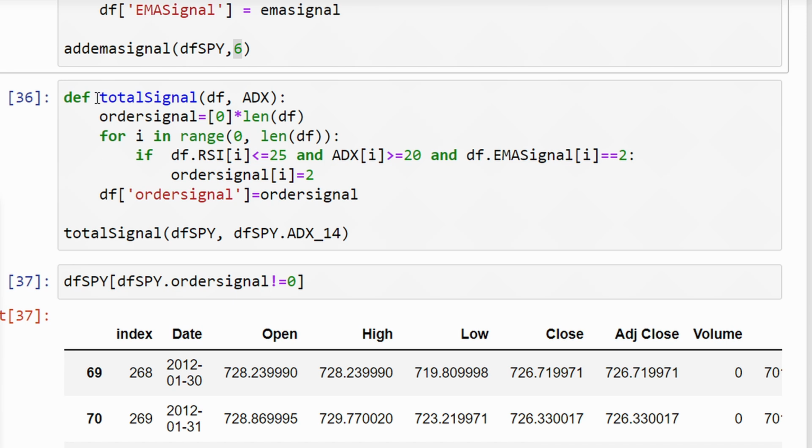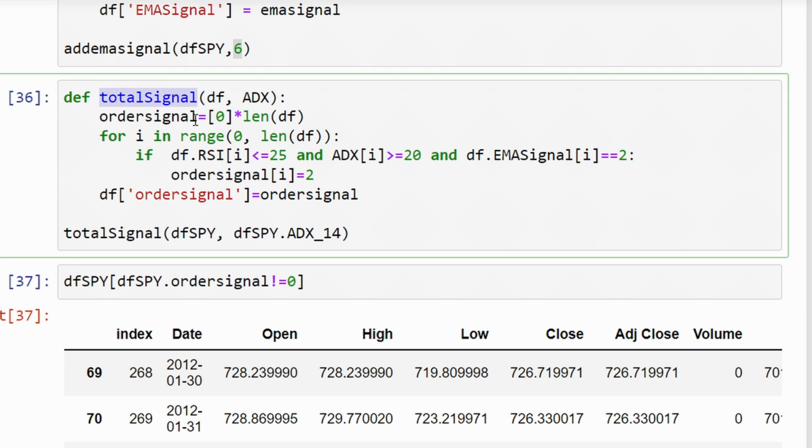And we are adding a function called total signal. This is where we're going to compute our signal if we are having an entry for a long position or not. For i in range from 0 up to the length of the data frame, meaning I'm checking every row or every day in my data frame, and I'm checking if the RSI of the current day is below or equal to 25. You might remove the equal sign. It doesn't make a big difference for this strategy. And at the same time, the ADX is above 20, and we have an EMA signal that is equal to 2, meaning the last 6 consecutive candles are trading above the moving average curve. So when these 3 conditions are met, we have a signal equal to 2.